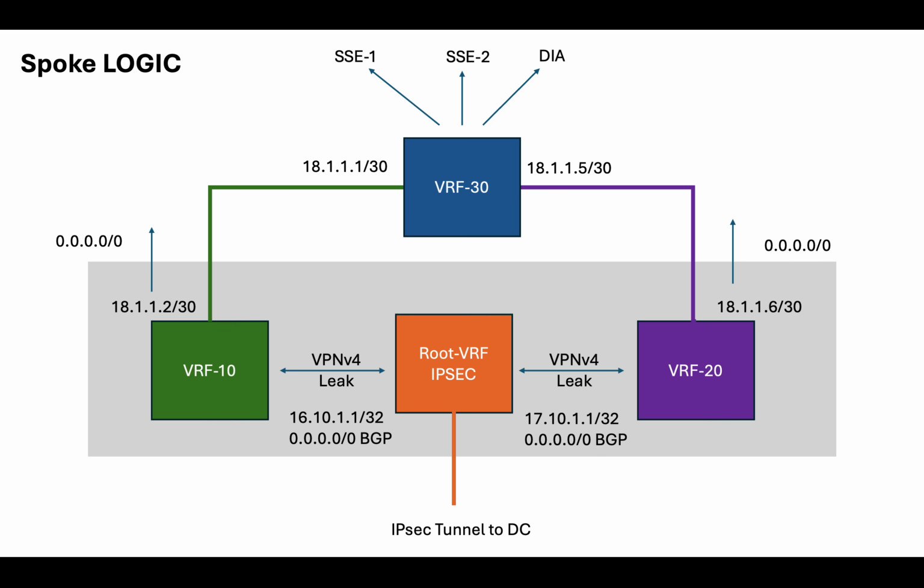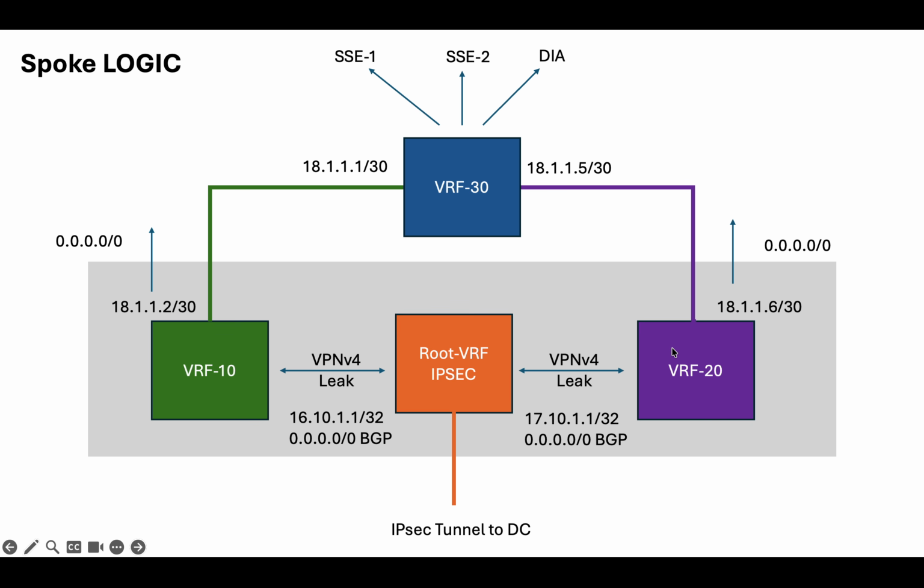So if we just look at the spoke logic here, I've still got the two VRFs, so VRF 10 is corp, VRF 20 is accounts. My IPsec tunnel comes into the root VDOM. It doesn't need to be in either one of these because the BGP makes sure that the route distinguishers pop that traffic out into the correct VRFs. And then I've got a third VRF here, which is acting as the WAN VRF.